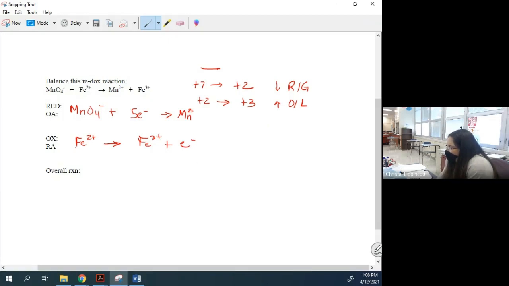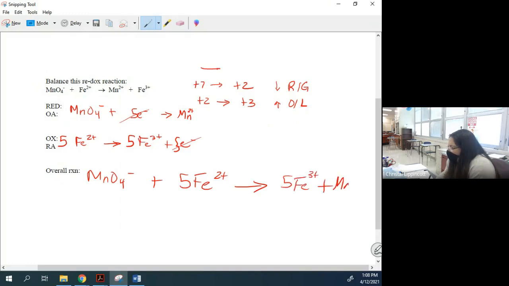We've got to get this to balance out, so we're going to have to multiply this by 5. Does that make sense? If I multiply that by 5 throughout, this is a 5 and this is a 5. So in our overall reaction, our electrons are going to cancel. This is going to become MnO4 minus plus 5 Fe2 plus yields 5 Fe3 plus and Mn2 plus.